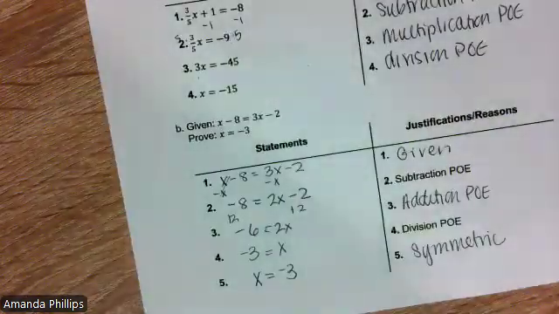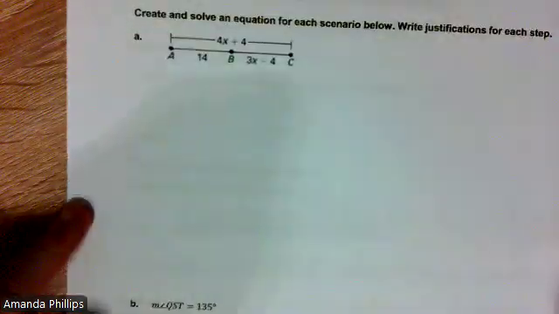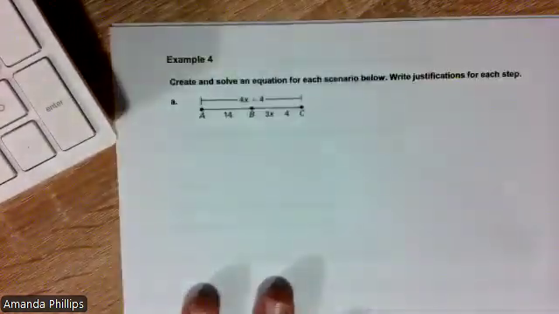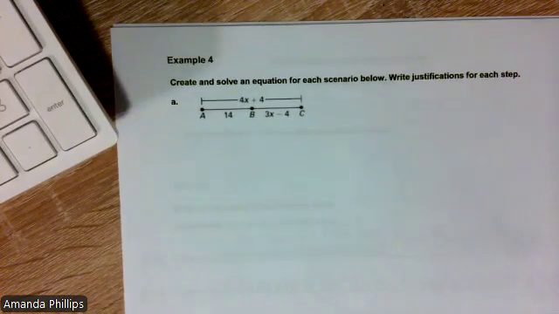We got 2 more to do, and this one will involve things we are already familiar with. So we've got some blasts from the past in Unit 1. Angle addition, woohoo! So it says create and solve an equation for each scenario below, write justifications for each step.